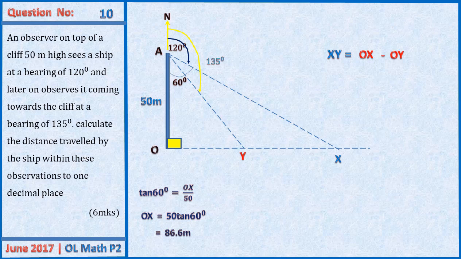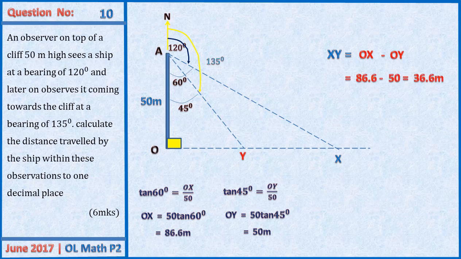Then we now have to calculate OY. To calculate OY, we need to use the triangle AOY. And for triangle AOY, the angle A in this case now is 45 degrees. That is subtracting 135 from 180. And tan, which is opposite over adjacent, tan 45 degrees equals OY over 50. And that gives us OY to be equal to 50 times tan 45 degrees, which is equal to 50 meters. Now our XY will be equal to 86.6 minus 50, which is equal to 36.6 meters.